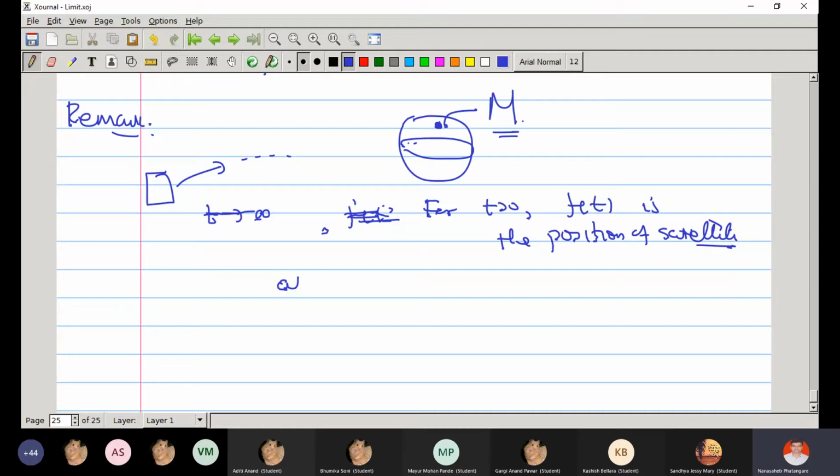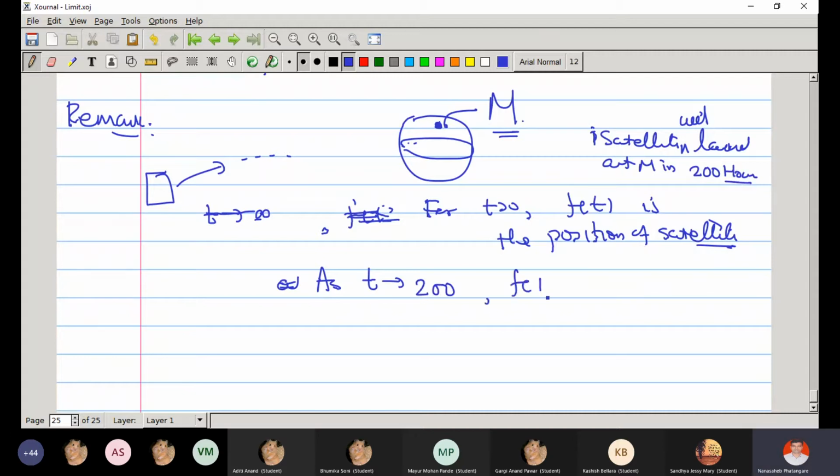So what we expect, it should land. As t tends to, as t increases, suppose you expect that the satellite will land at m in suppose 200 hours, and therefore as t tends to 200, f of t tends to what we expect, m. Do you understand? Yes, sir.